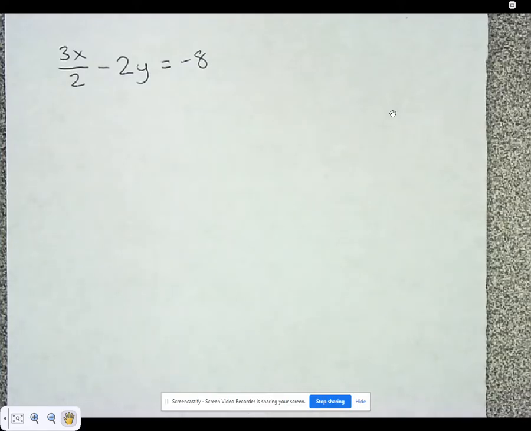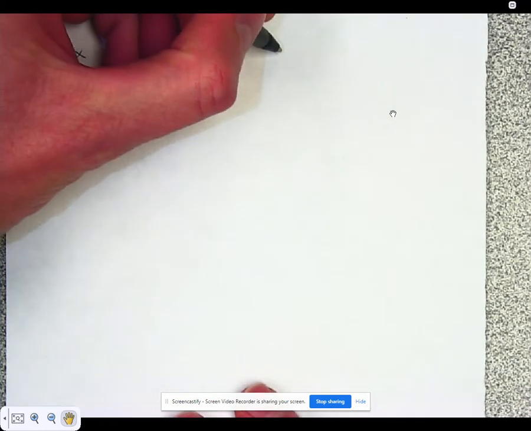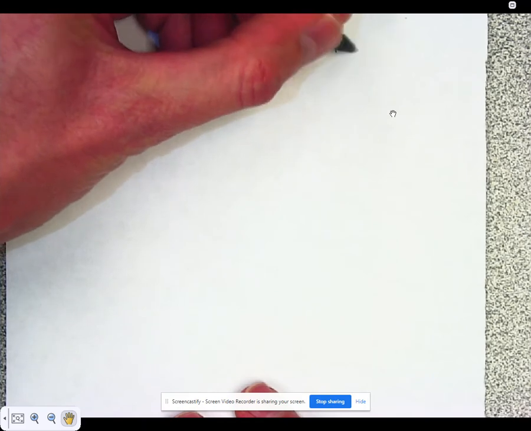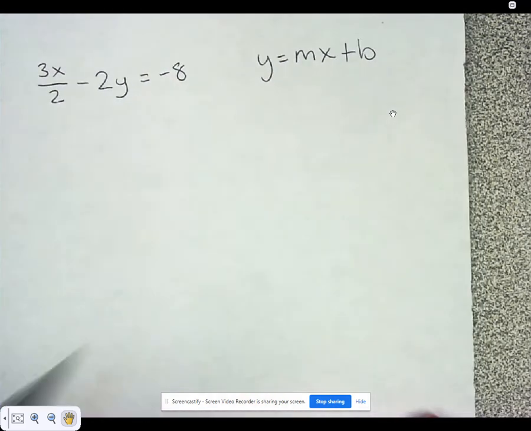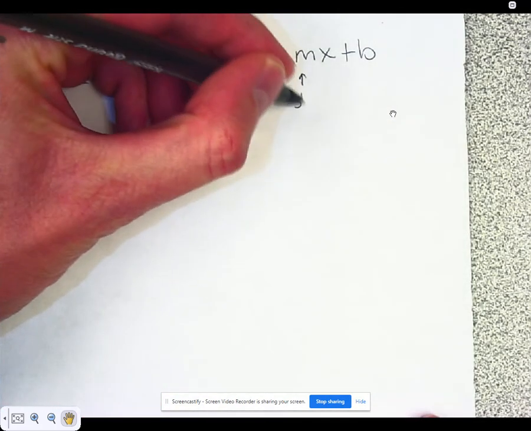I've written a problem here, and I'm going to go through the whole process of getting it into slope intercept form, identifying the slope and the y-intercept, and graphing that equation. So it's not in slope intercept form. Slope intercept form, I'm going to cover up the problem, is going to be y equals some number x plus some number. Y equals mx plus b, where m is the slope.